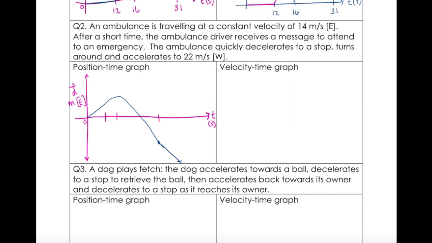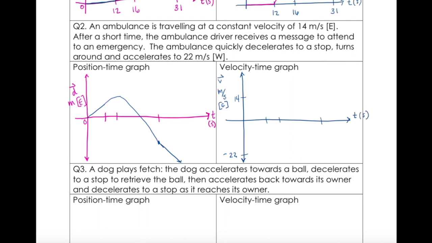Okay, for the velocity versus time graph, and then our velocity is in meters per second east. Okay, once again, we're going to have the same timestamps, even though they're made up. Okay, so they started out at 14 meters per second and then eventually got to 22 in the opposite direction.